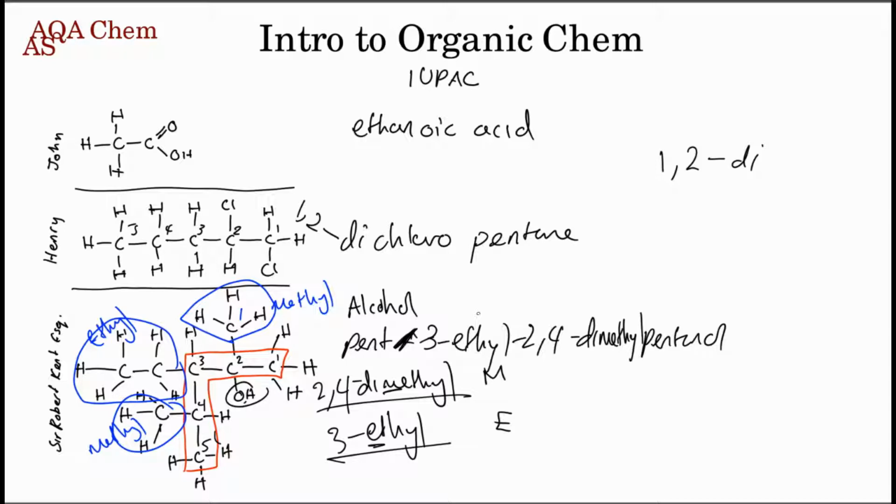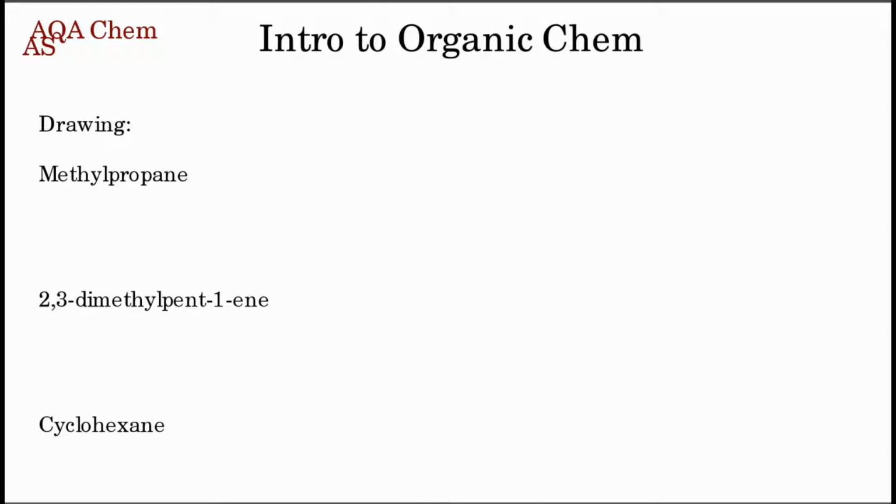It is disgusting, admittedly. Okay, so we've done the overall, the homologous series, or the representation, and we've done naming them in IUPAC names. How about drawing them from IUPAC names? Because you might need to do that in an examination situation that you got yourself in by doing AQA or by doing chemistry A-level. So, we have 3 here. We have methyl propane, 2,3-dimethyl pent 1-ene, and cyclohexane.